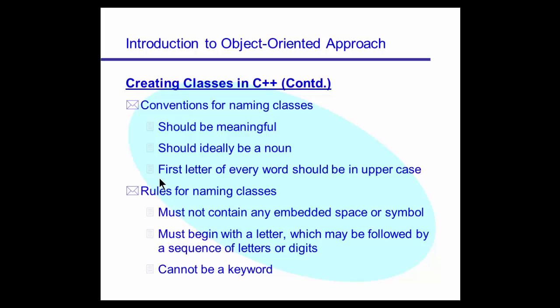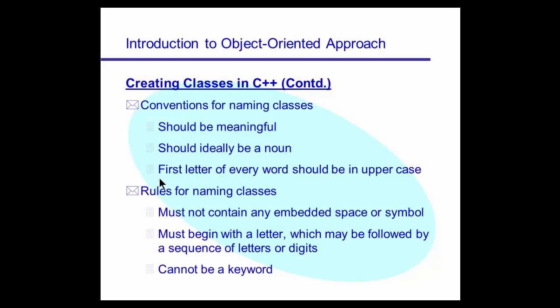The first convention to keep in mind is that the name should be meaningful. We should never give class names like class A, class B, class C. If you are developing a program for a car, you should give the class name as Car, and if you are developing a program for a student, give the class name as Student. The second point says that it should ideally be a noun. The class name should always be a noun, never just some simple word.